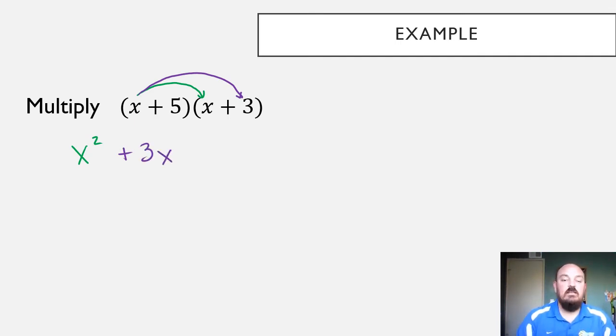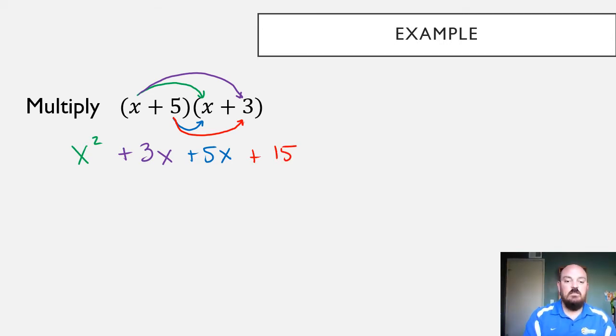After that, I would distribute the 5. So I would do 5 times x, which is positive 5x, so I'll put plus 5x. And then I would finish it up by doing 5 times 3. And again, that was positive times positive, so it's positive 15. I'll put plus 15.